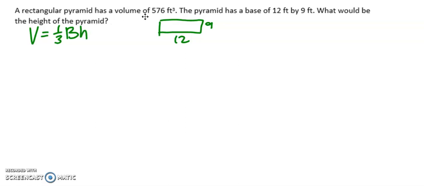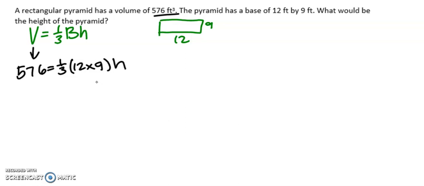So pretty much what I'm going to do is plug in what I know. I know that the volume is 576 cubic feet. So we plug in right here: 576 is equal to 1/3. Then I have to find the area of the base. If you look at the base, it's a rectangle, so 12 times 9. And that ultimately times my height.